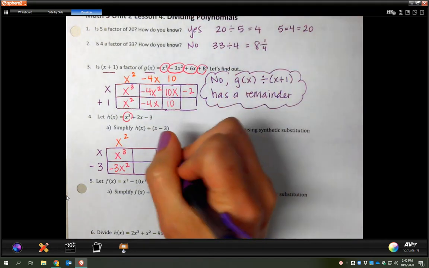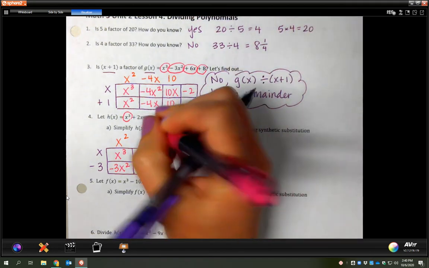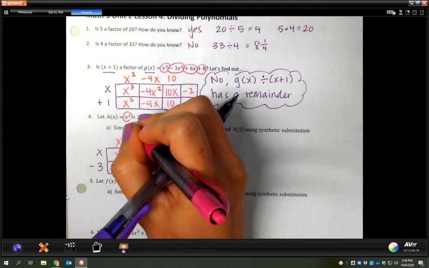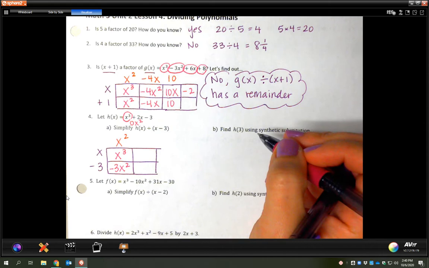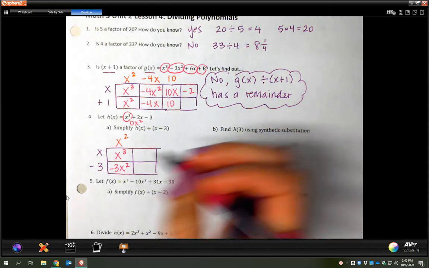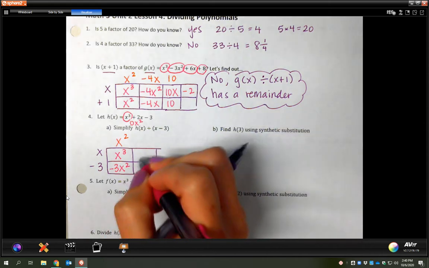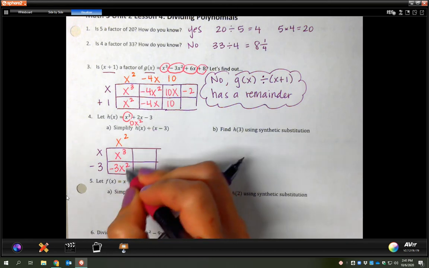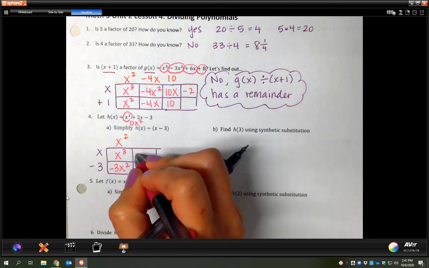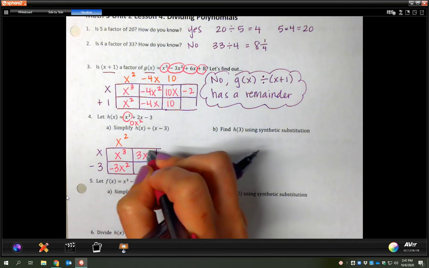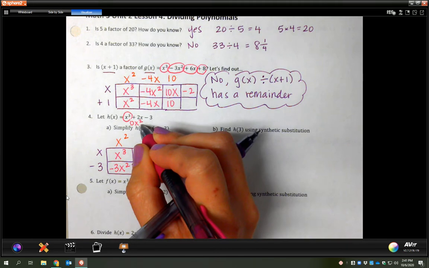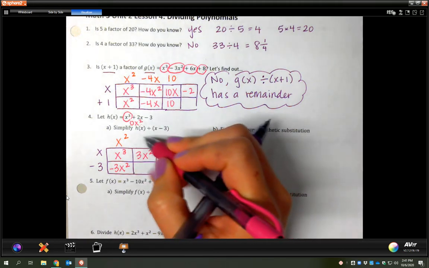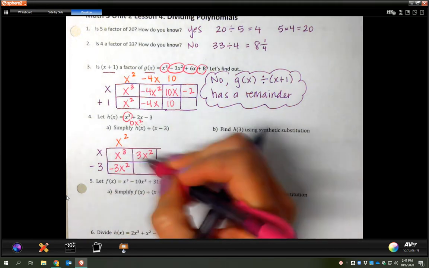I'm going to go to the next column, and I'm going to go to my next term, which is actually, there's a missing term here. There's 0x squared in h of x. So for my x squared terms, I need these boxes to add up to 0x squared. I have negative 3x squared. That means I need to put a positive 3x squared here. So now that these add up to 0x squared, then I can go up above and figure out what to multiply to x to get 3x squared.